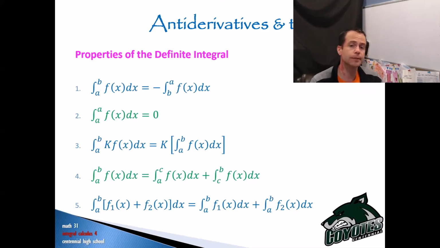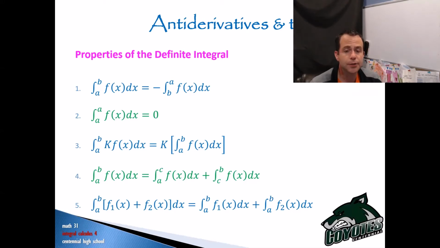So the integral of f of x from a to b will equal the negative integral of f of x from b to a. If I reverse the direction, I would just end up with a negative number. The integral of f of x from a to a would be 0, and we've actually already talked about that because we talked about the fact that our initial is 0.